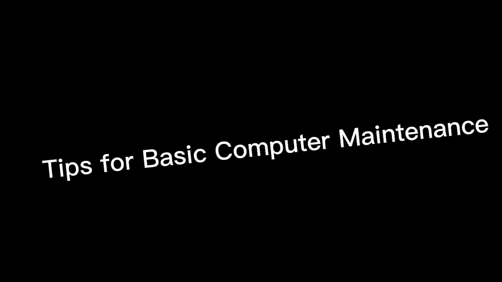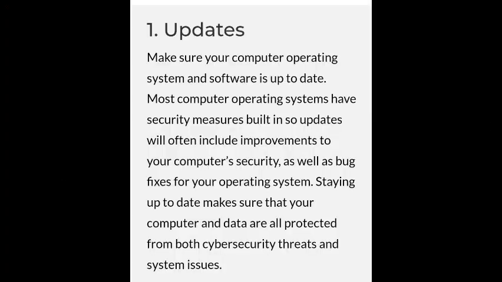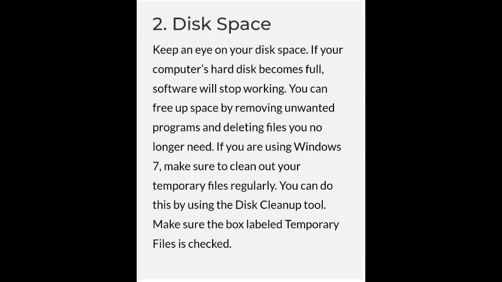These are some tips for basic computer maintenance. So first is updates. Make sure your computer operating system and software are up to date. Most computer operating systems have security measures built in, so updates will often include improvements to your computer security, as well as bug fixes for your operating system. Staying up to date makes sure that your computer and data are protected from both cybersecurity threats and system issues.